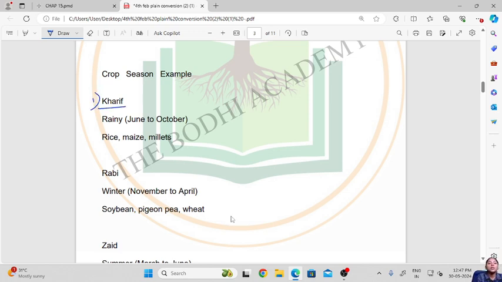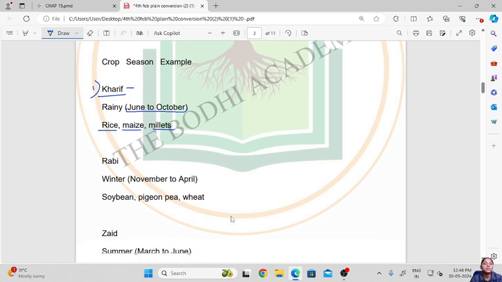Kharif season. The Kharif crops are grown during the rainy season, that is from June to October. The plants are sown in June, and by October, throughout this time period, we get these Kharif crops. Examples of Kharif crops are rice, maize and millets. There are various other examples also.